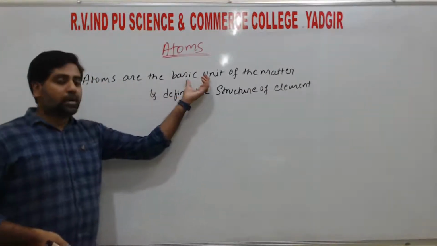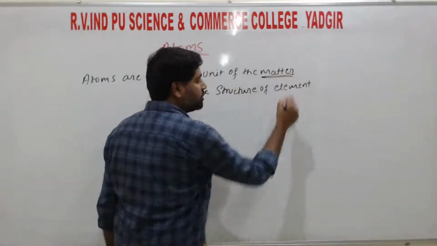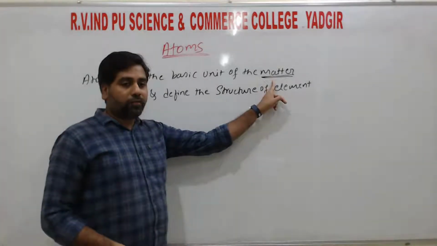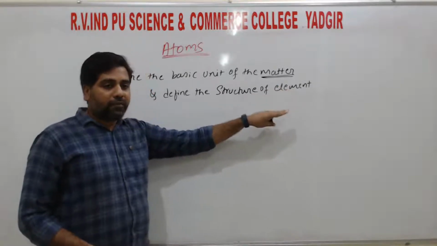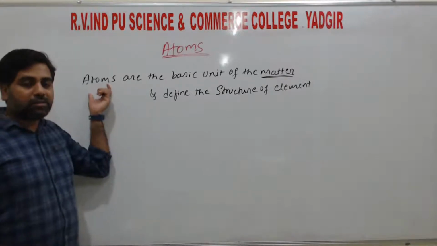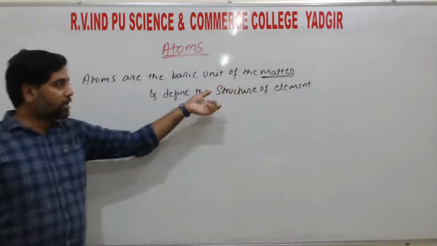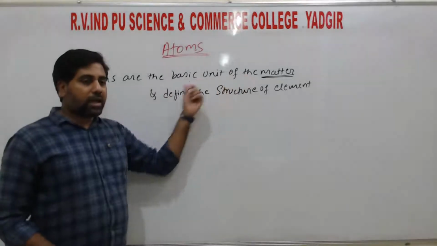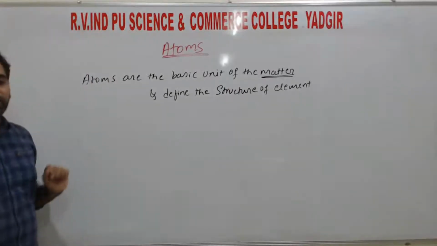So the definition is: atom is the basic unit of matter. Matter is anything which occupies space and has some mass. Then only we can say that it is matter. If we divide the matter, we get the elements. If we further divide the elements, we get the atoms. The atoms have the characteristics or properties the same as those of the element. So from that, we get: atoms are the basic unit of matter and define the structure of the element. Right. So this is the definition of the atom.